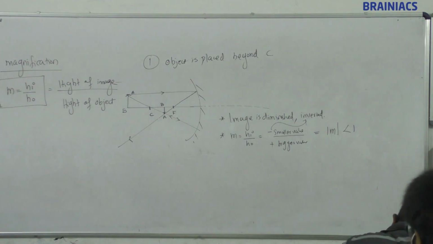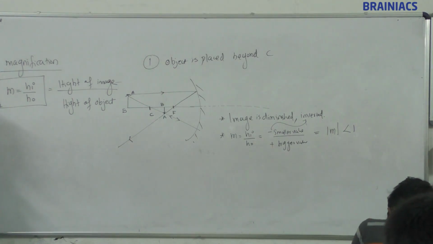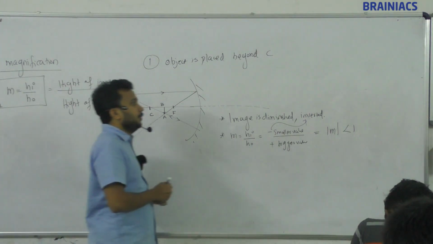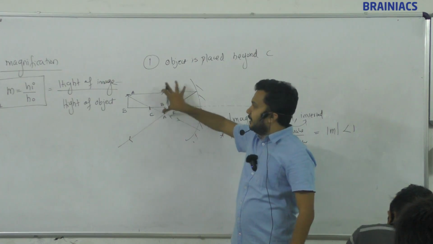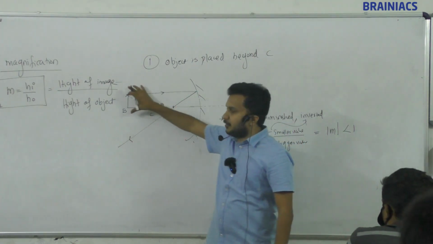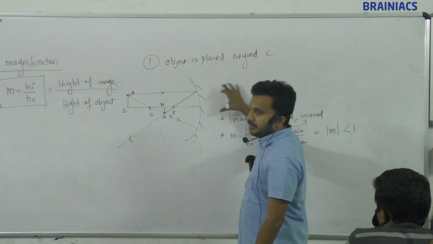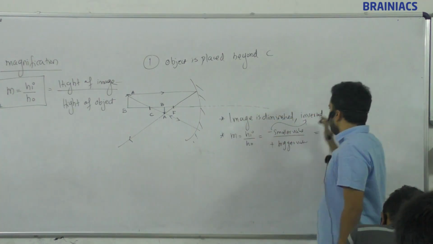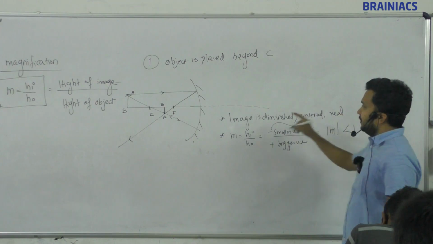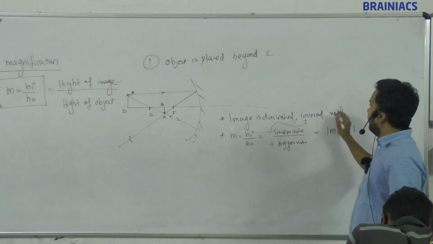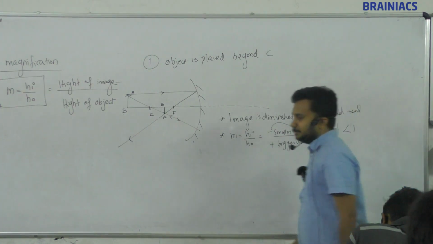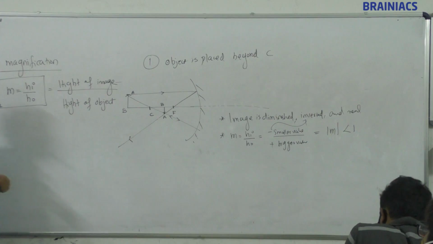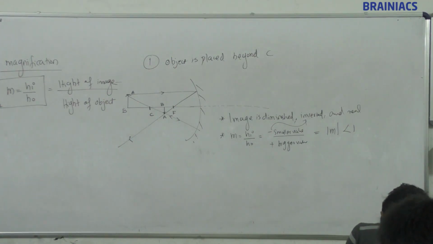Okay. The first point is similar to that: image is diminished, inverted. One point I am adding. See, this is the plane in which the realities are happening. This is a real object and real image, but this dotted plane is where things are virtual. So what is the nature of the image? Real. Image is diminished, inverted, and real.